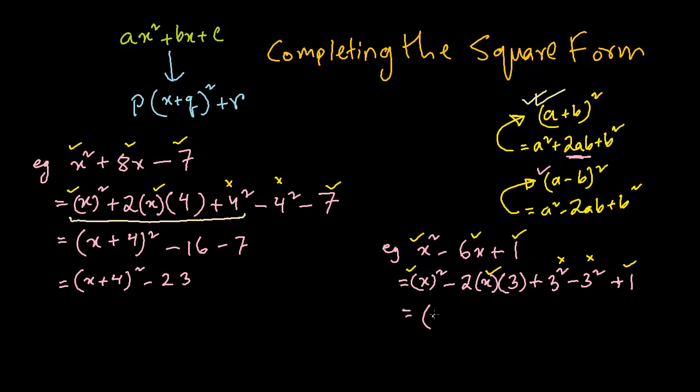So we can write a minus b whole squared, meaning x minus 3 whole squared, because we can see that this particular portion, x squared minus 2x into 3 plus 3 squared, is a squared minus 2ab plus b squared. So we can write it as x minus 3 whole squared. What is left over is minus 3 squared, which is 9, minus 9, plus 1. So we can write x minus 3 whole squared minus 8.